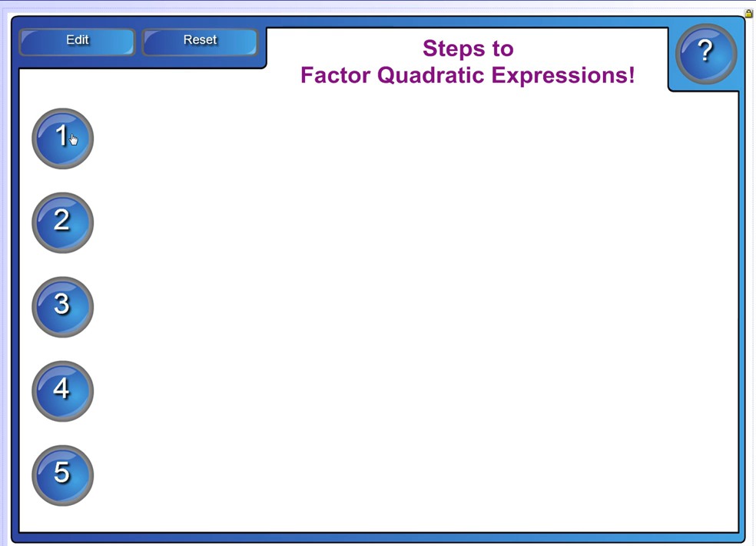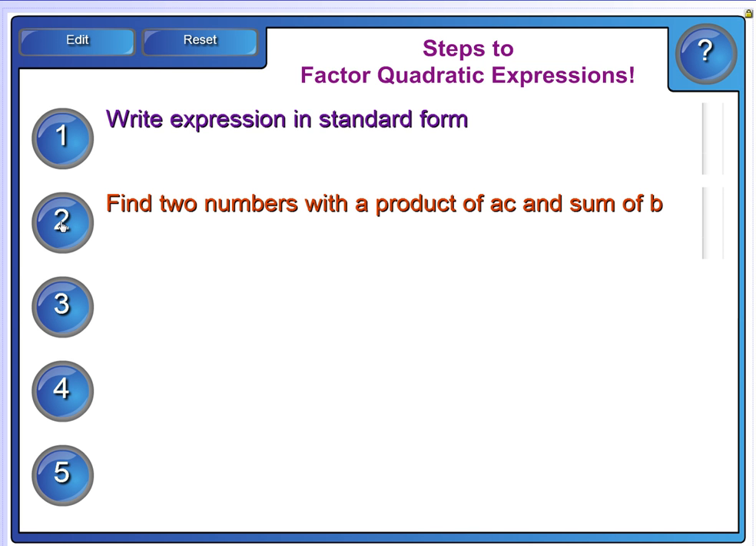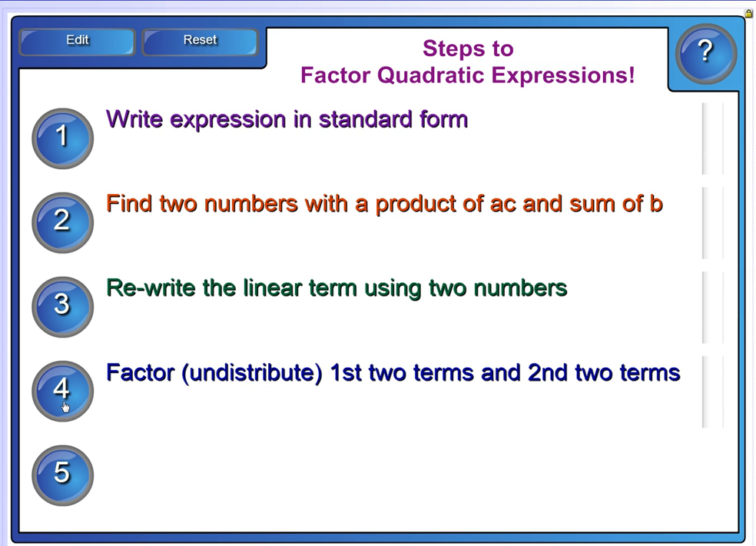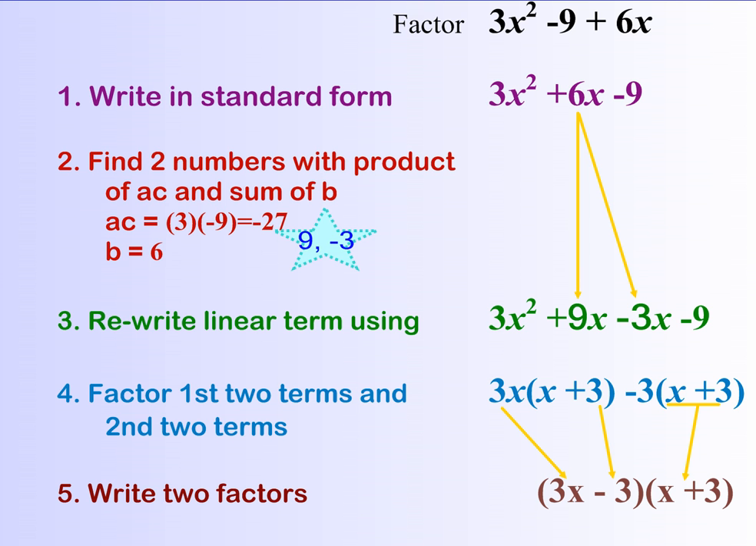Following are some steps to factor quadratic expressions. This is basically just what we did in a list form. We write the expression in standard form, find two numbers with a product of AC and sum of B, rewrite the linear term using the two numbers, and factor or undistribute the first two terms and the second two terms. Finally, we can write the two factors. If this is confusing to you, you can refer back to the slide before this when we did a couple of examples.